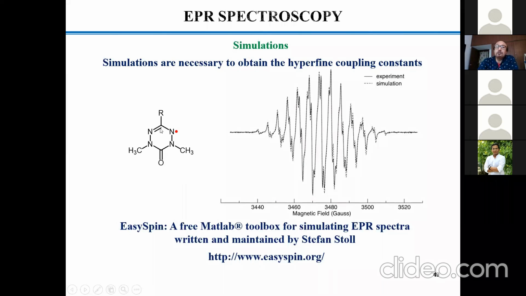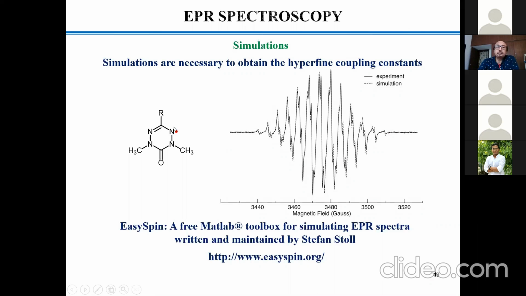So certainly all the nitrogens are not equivalent. And if you have the crystal structure of this molecule, you could see that the nitrogens are not equivalent. But they would all interact, with nitrogen having I equal to 1. They would interact with this unpaired electron, and that would lead to super hyperfine splitting and hyperfine splitting both together.